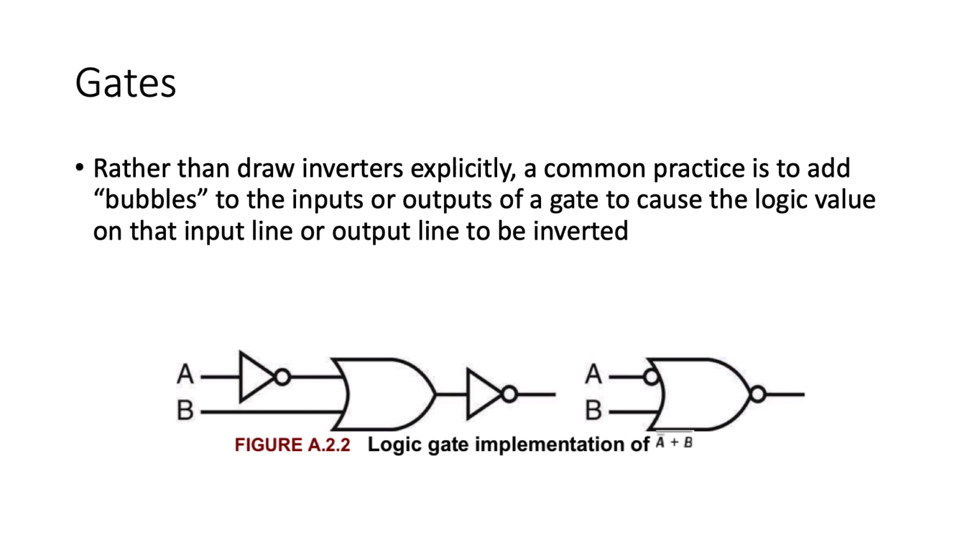There are different ways to write that inversion. On the left side, you can write it with a triangle and a bubble, or you can omit the triangle and just put a bubble, a circle, on the gate input. In both cases, it shows that the signal A comes in and gets inverted, and then you have an OR, followed by another inversion. So both ways are correct.